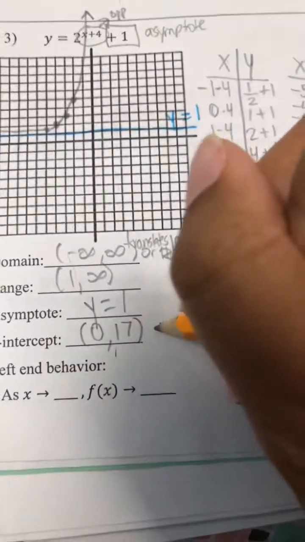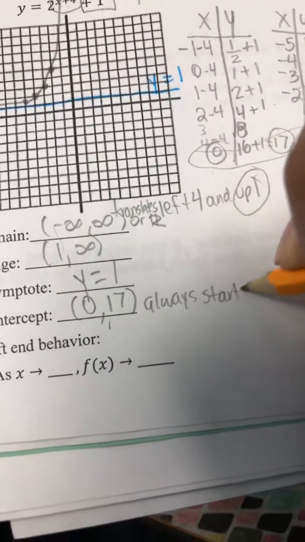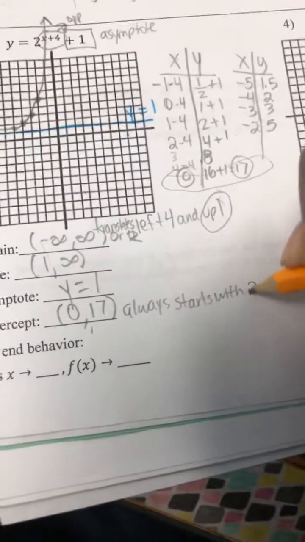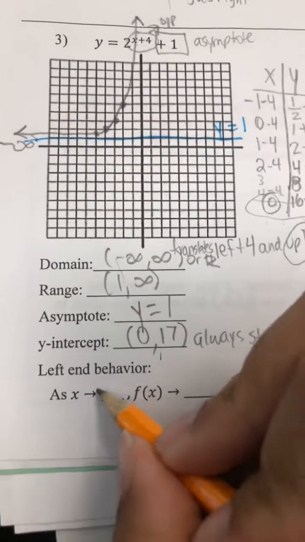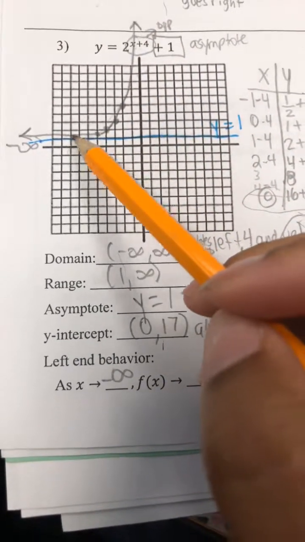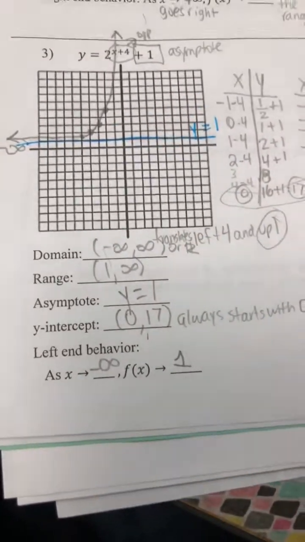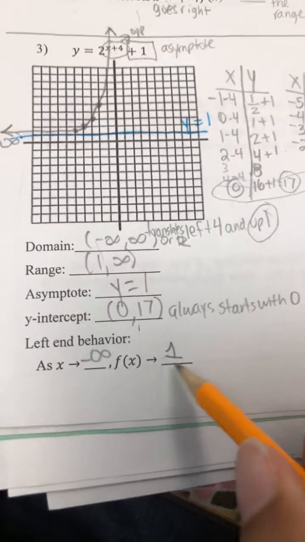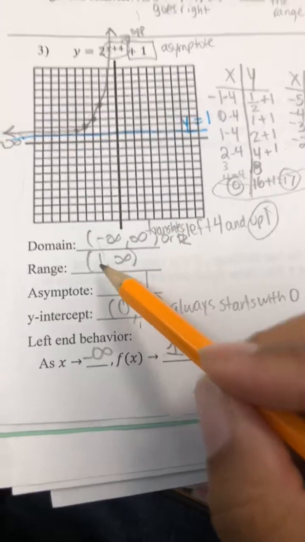So remember, y-intercept always starts with 0. Left end behavior means I'm going to the left towards negative infinity. So as I go to the left, so if I were to slide down, this graph never goes below 1. So that means I'm approaching 1, not touching it, but approaching it. And look, it's the first number of my range.